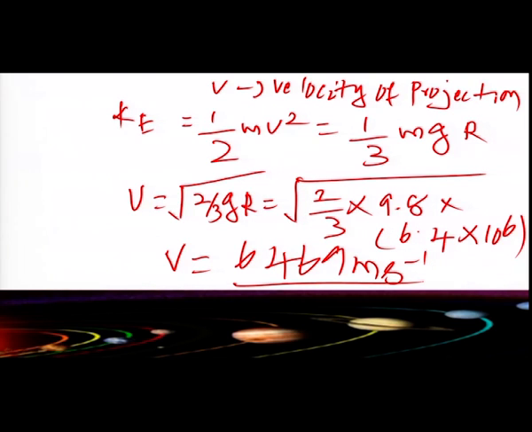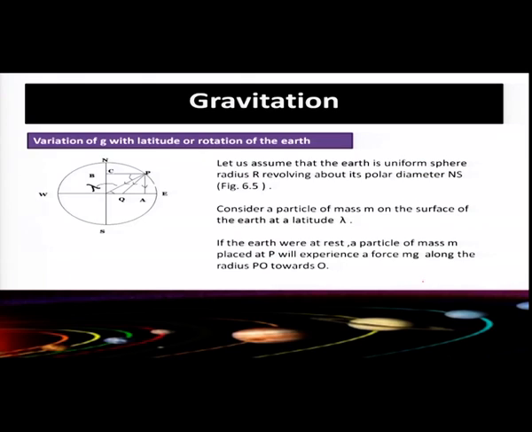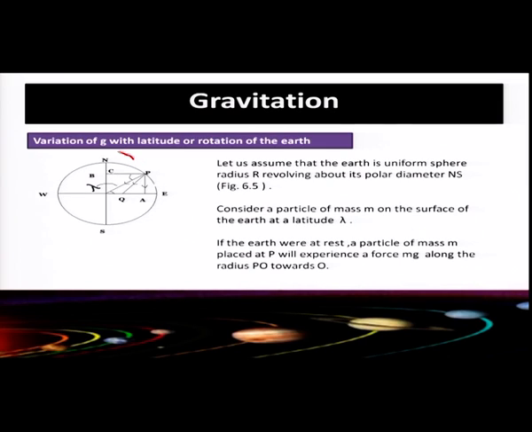So, let us now discuss the variation of g with the latitude or rotation of the earth. In order to derive an expression, variation of acceleration due to gravity with the latitude is nothing but the rotation of the earth. So, we will assume the earth is a uniform sphere. So, this is the uniform sphere. So, the earth is a uniform sphere and let R be the radius.